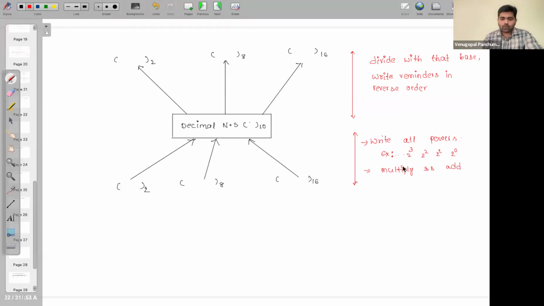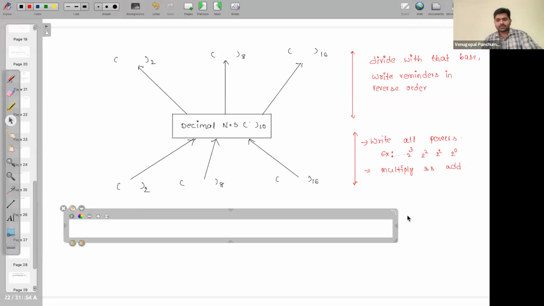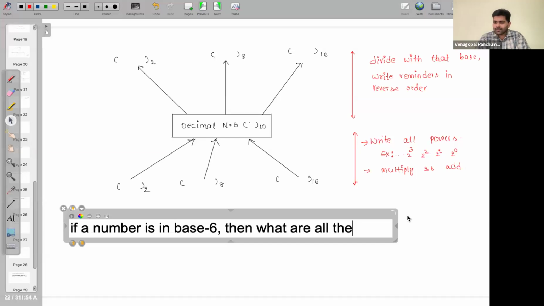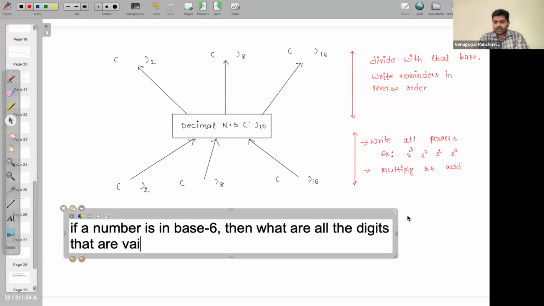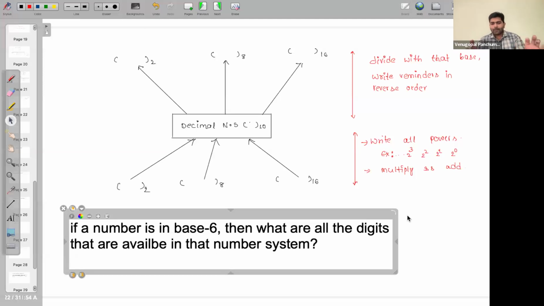Now I hope everyone understood this point. Now one more thing, friends. For example, if a number is in base 6, then what are all the digits that are available in that number system? Tell me. Yes, 0 to 5. Very good. So that answer is 0 to 5, that is 0, 1, 2, 3, 4, 5, like that.